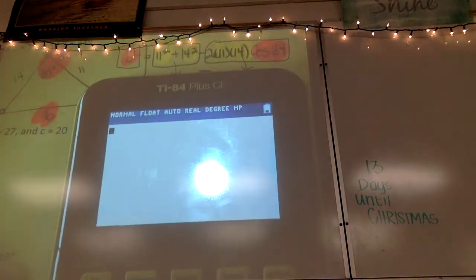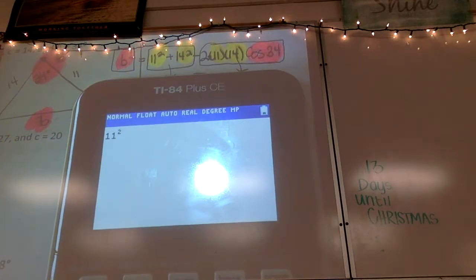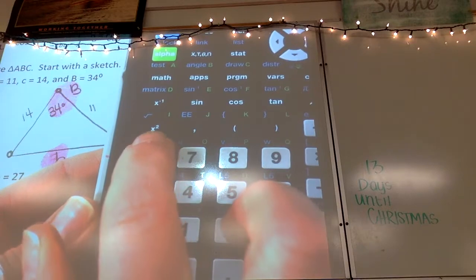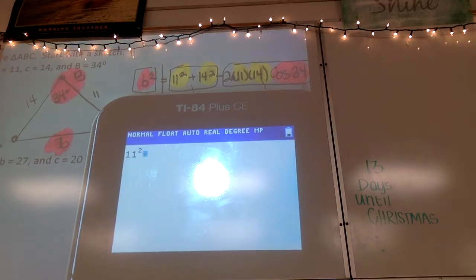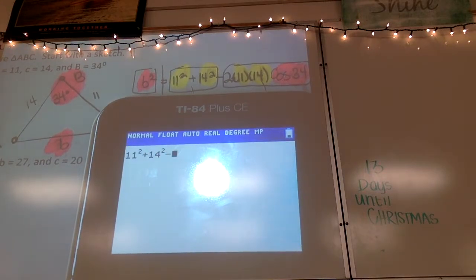Okay, so 11, find the squared function. Do you see it? Here? Okay, so 11 squared plus 14 squared minus, this is where parentheses have to happen. So 2 parentheses, 11 parentheses, 14. I guess they don't have parentheses around the 2. You don't have to either. And then cosine of 34, close parentheses. Okay, all that can be typed in at once.